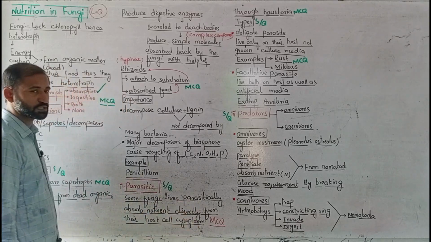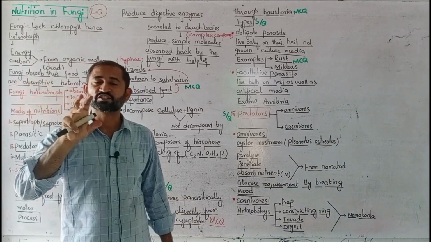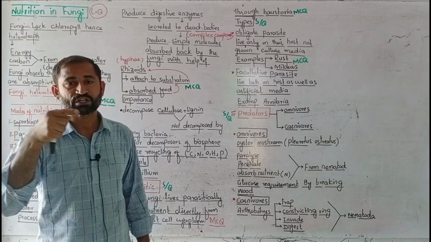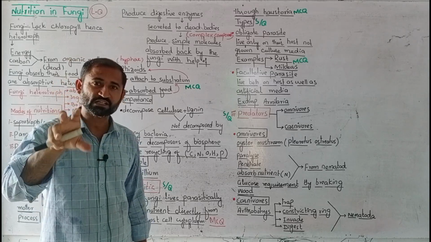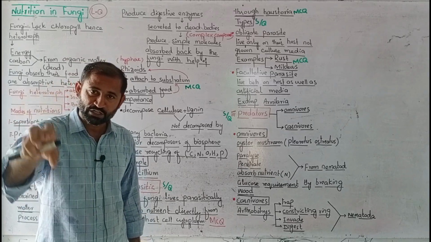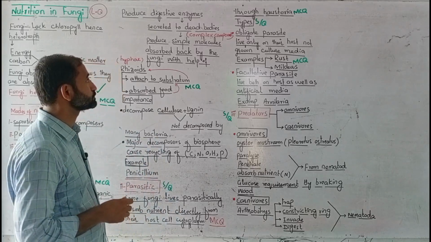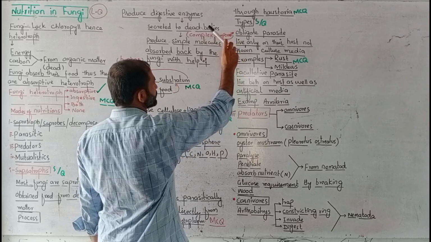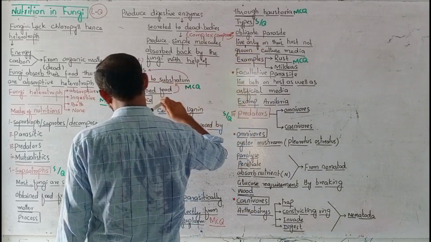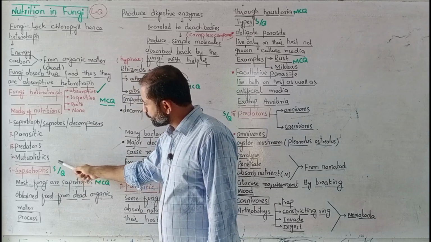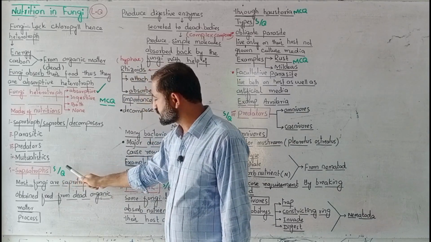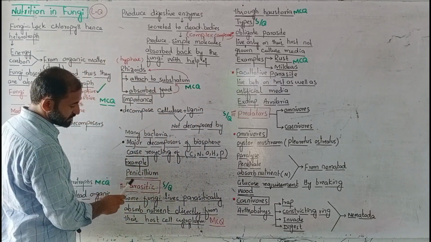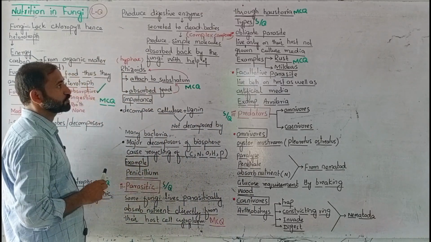This one is also an MCQ. Means they have a special type of hyphae known as haustoria. They penetrate haustoria into their host's living cytoplasm and absorb nutrients from the cytoplasm through haustoria. This one is also an MCQ. Types is a short question. So once again, the saprotrophic mode of nutrition alone is a short question, whereas the parasitic mode of nutrition is also a short question.